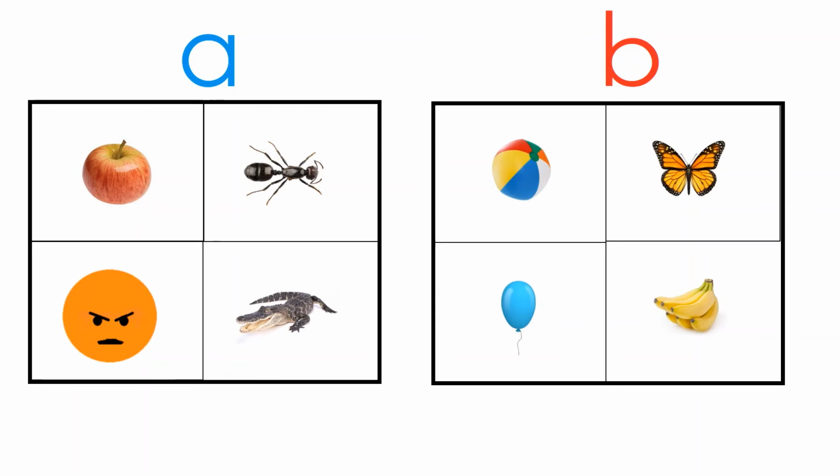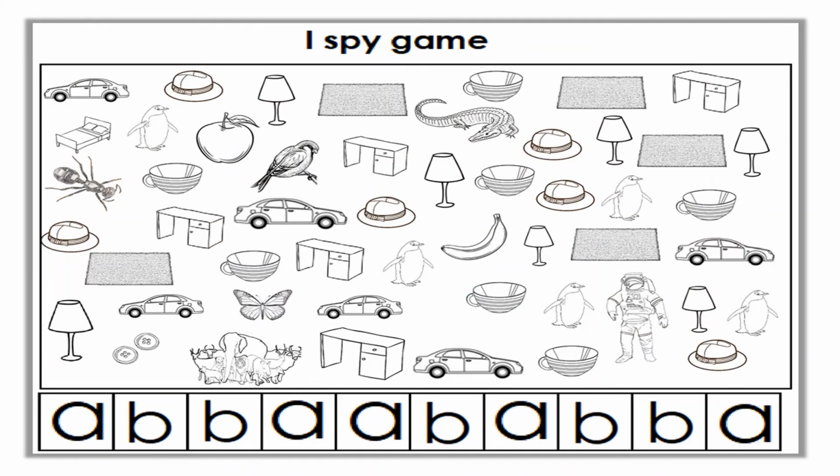So are you done with this? Okay, let's move on to the next one. Here we are going to play I Spy game. Let me show you how to play this game. I spy with my little eye something start with A. Let's find something start with A. Do you see anything start with A? Oh, here I found one. Animals. Let's circle that. Oh, we are done with this A here. So we are going to circle this too.